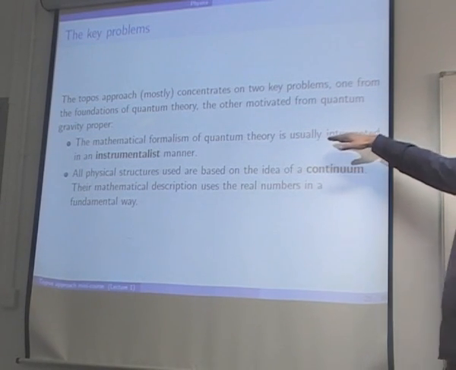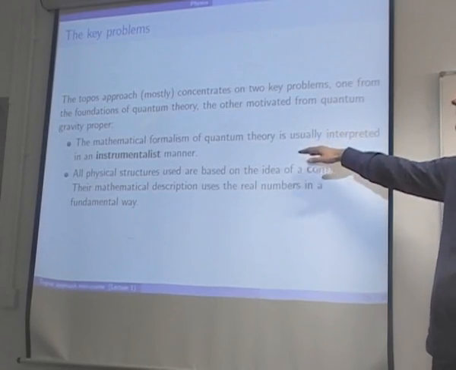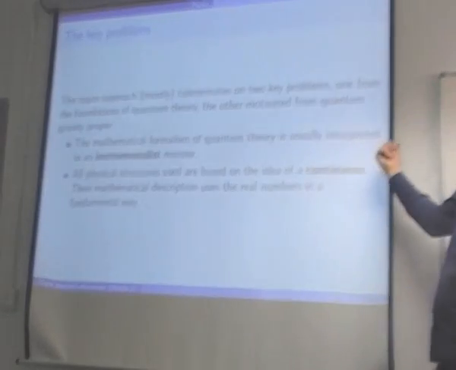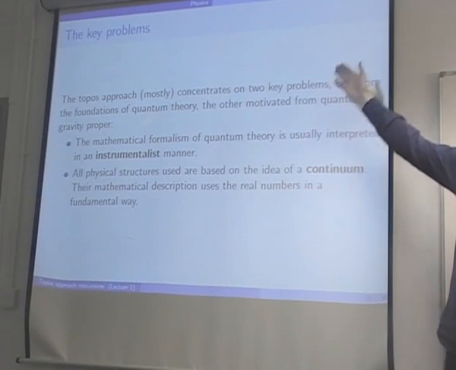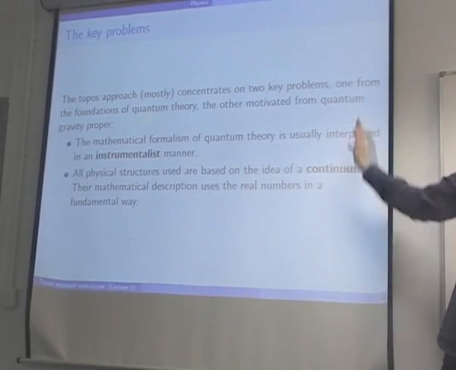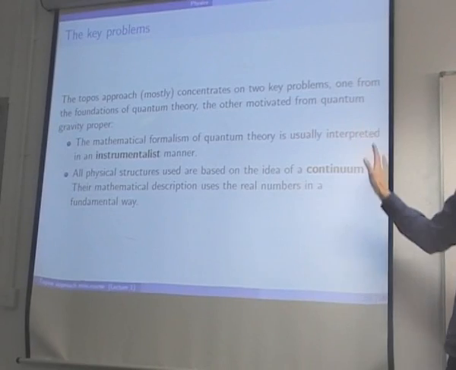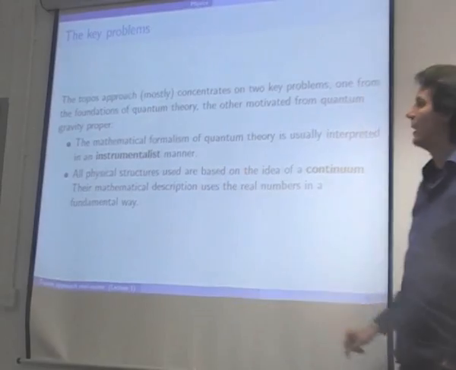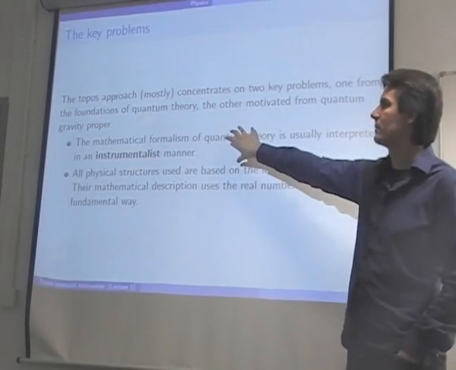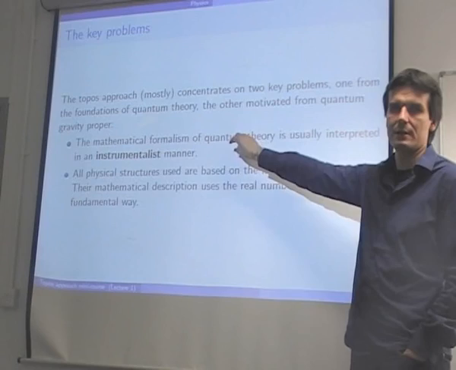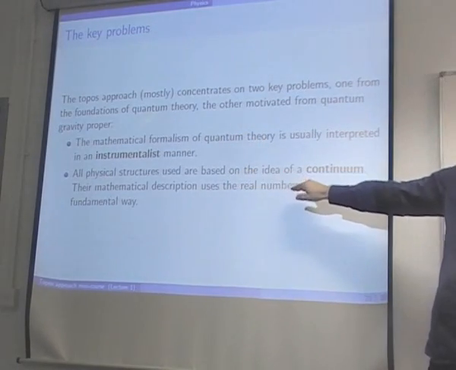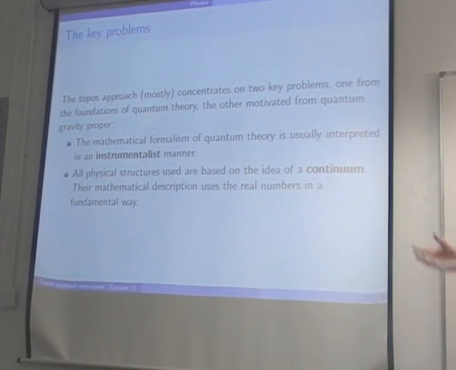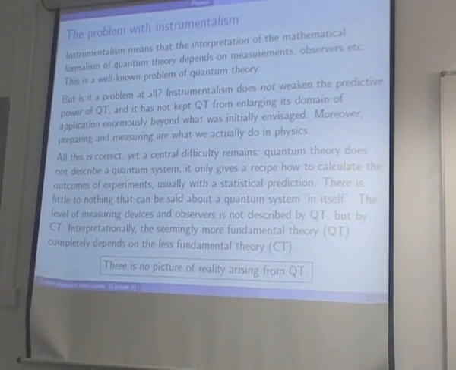We mostly concentrate on these two. The first thing is the mathematical formalism. Quantum theory is usually interpreted in an instrumentalist manner. This relates to all these things that I talked about in this table comparing classical and quantum theory. I say, okay, there are odd things in quantum theory. This basically all relates to this. And the second thing, so this comes from foundations of quantum theory itself. This is more motivated from quantum gravity. I mean, the fact that all physical structures are based on the idea of a continuum, and their mathematical description uses numbers in a fundamental way. So, let me say something about both of these problems.